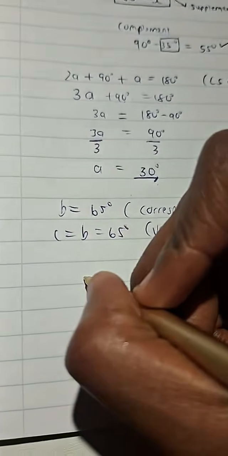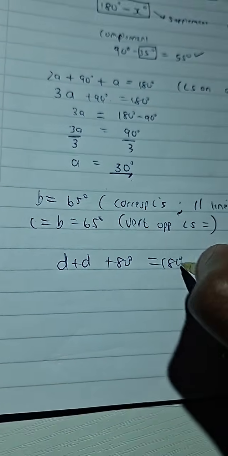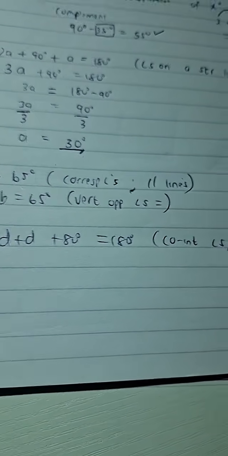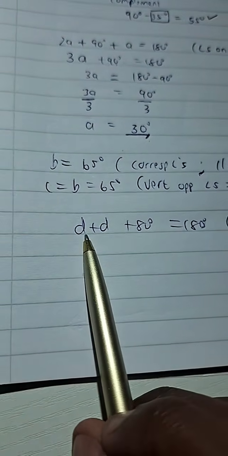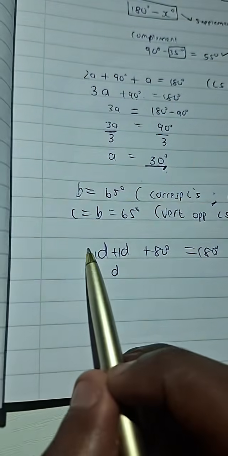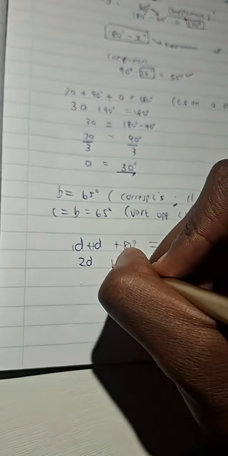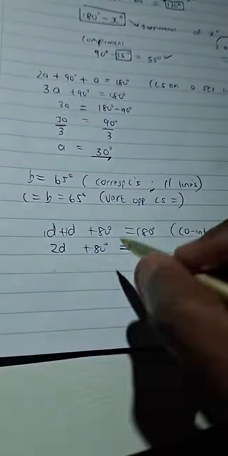Okay, please, guys, D plus D plus 80 degrees is equal to 180. Reason, co-int angles. Please, guys, indicate parallel lines. We don't have the letters to indicate the endpoints of the lines, so we say parallel lines. Then what do we do? D plus D, these are like terms. So you keep the variable, you add the coefficients. So it's like 2D plus 80, which is equal to 180 degrees. Then you solve, guys.